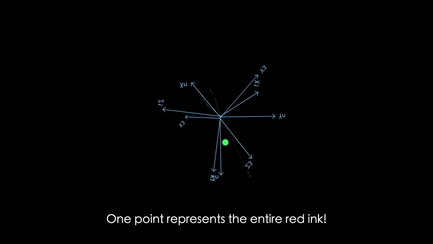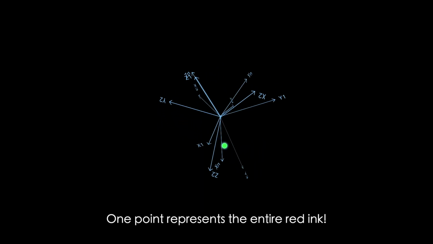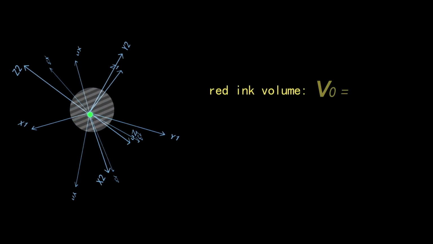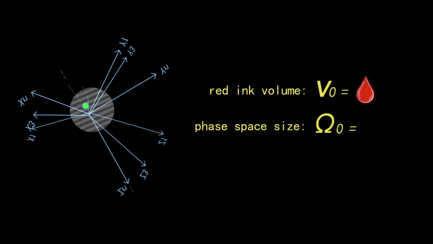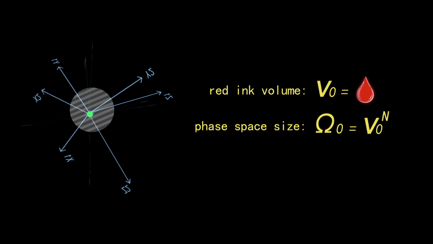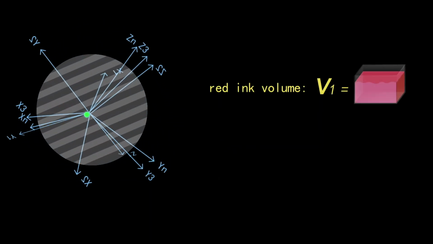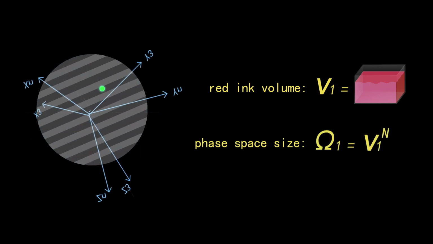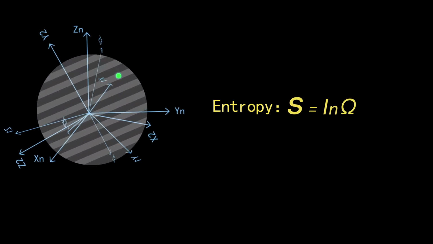In this way, a single point in this high-dimensional phase space would represent a possible state of the entire red ink. In the beginning, the red ink has a small volume of V0, so that the system moves within a phase space region with size V0 to the nth power. In the end, the red ink spreads across the water tank with a volume V1. The system moves within a phase space region with size V1 to the nth power. We define entropy as a logarithm of phase space size.